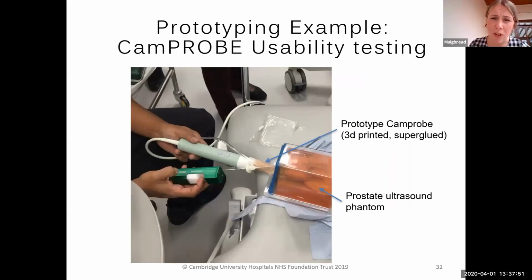This is an example of some usability testing that our team has done. This was for the CamProbe device, for the prostate biopsy. It was just a 3D printed prototype that was glued together, and then they used it on a prostate ultrasound phantom. So this was testing some early stage prototypes, and the results were from a range of clinicians that tested the prototype.